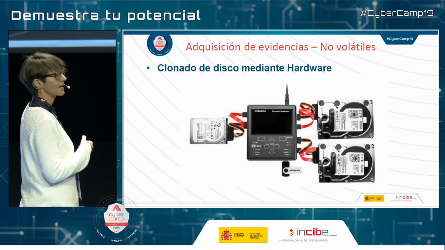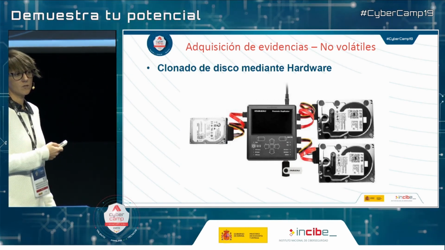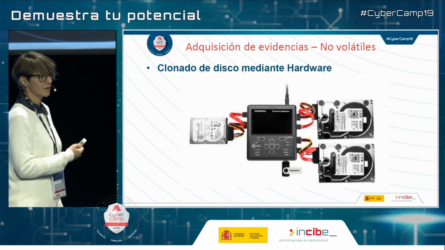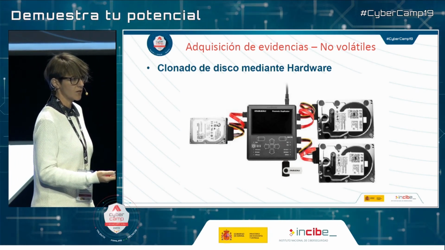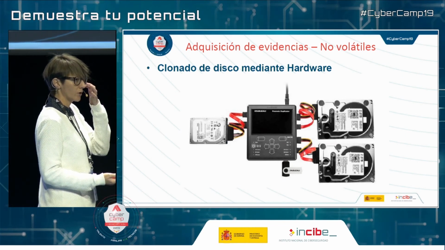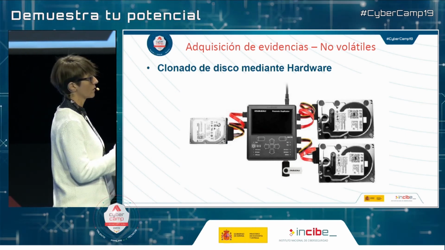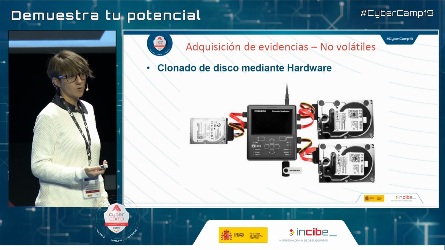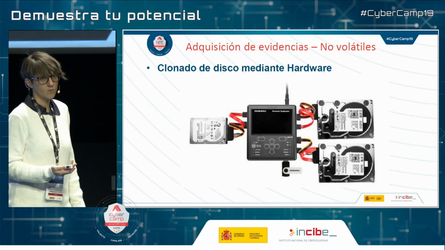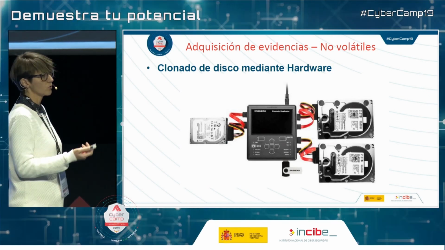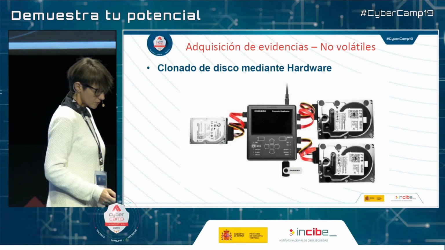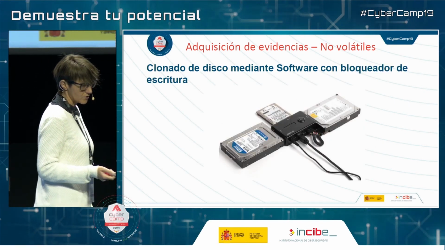This also allows us to block writing in origin, so you are guaranteeing that the original evidence is never going to be altered. So this is more trustworthy, and this is of more value when, for example, you use it for a legal case, because if the judge sees that the cloning has been done with this sort of tools, then it's going to give it a lot of credibility. So it's not going to doubt that that evidence has been modified.